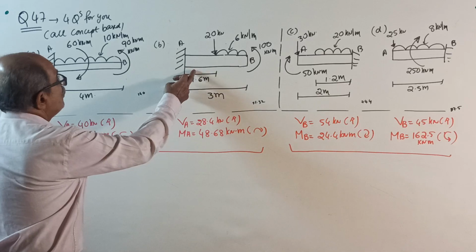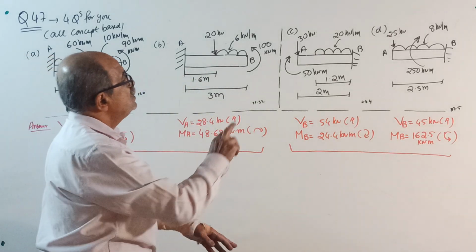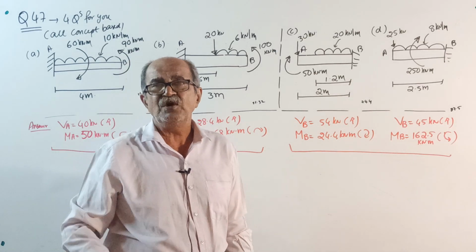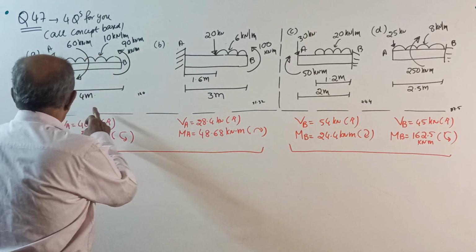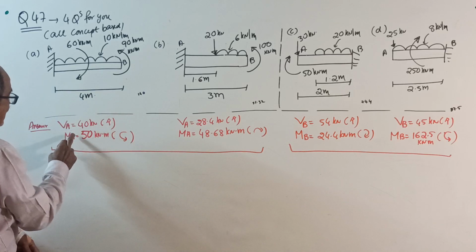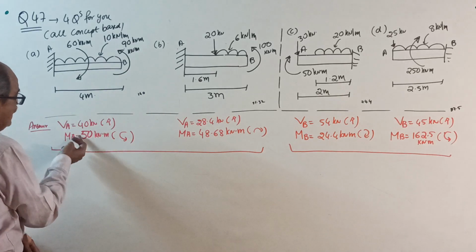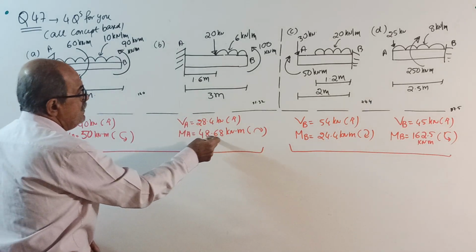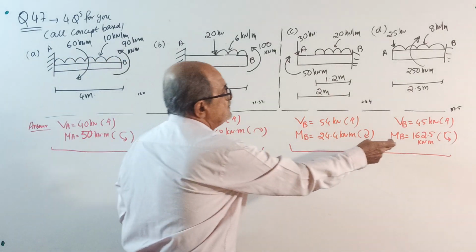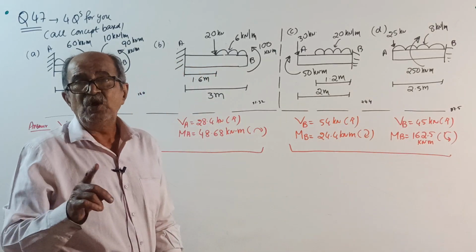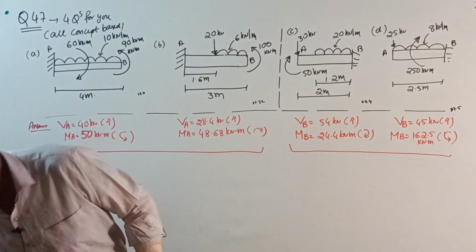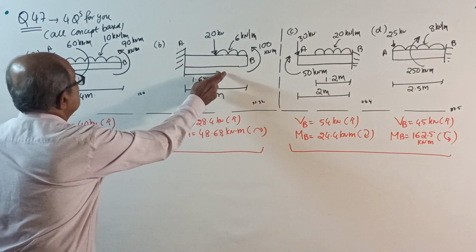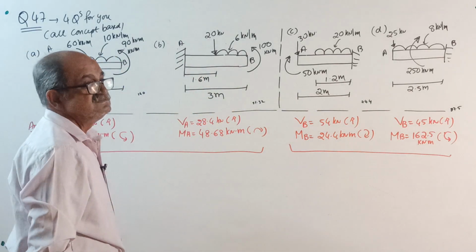Questions are given here. 2 questions when left side is fixed, 2 questions for right side fixed. Now, I will tell some statements for you. See, directly I give an answer here. This question, VA upward, MA will be anti-clockwise. Here, MA will be clockwise. This is the final answer. But you have to correctly work out, not randomly solve. See, systematic approach.